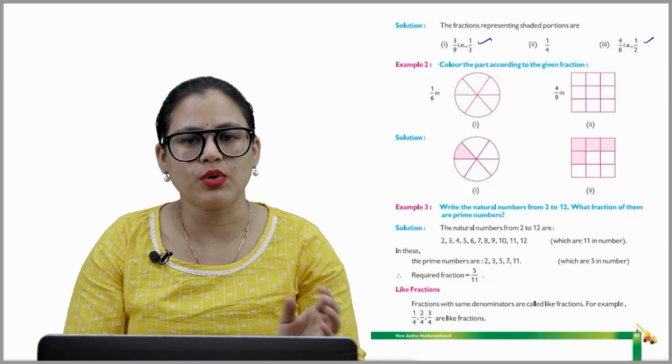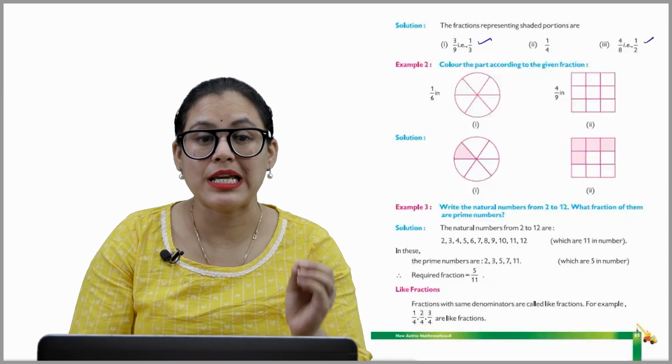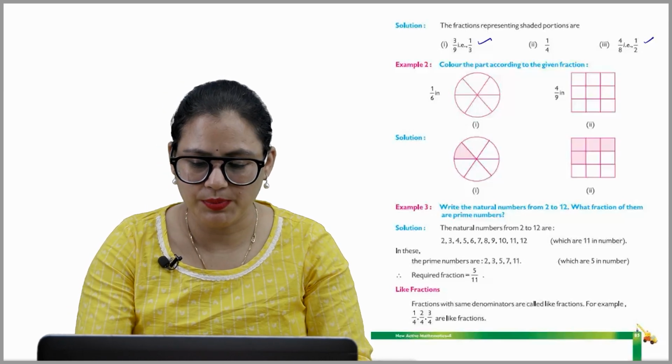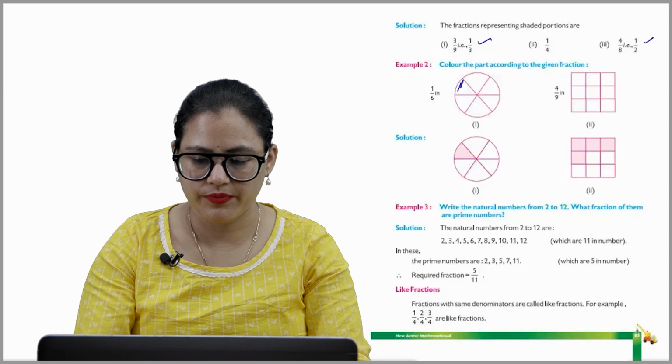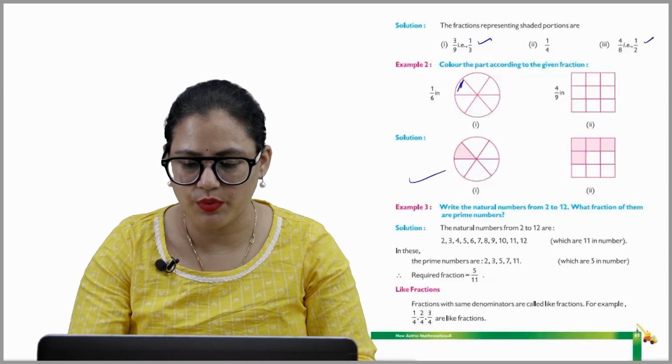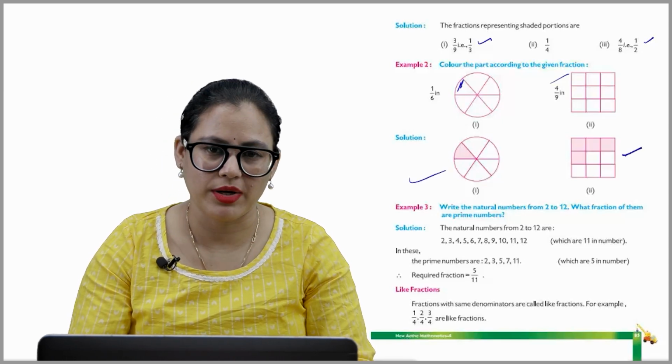Example 2, color the part according to the given fraction. 1 in 6. There are 6 equal parts, you have to color just 1 part. Here there are 9 parts, out of which you have to color 4 parts.